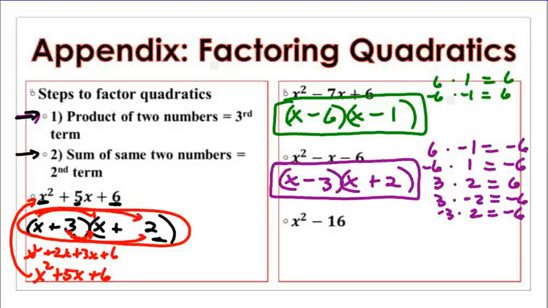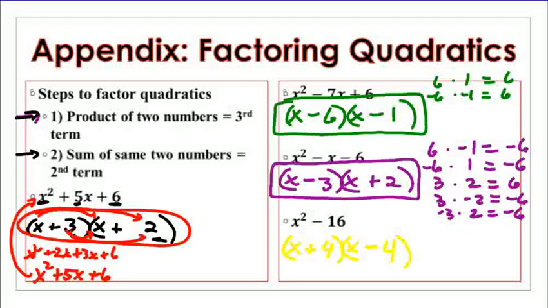And our last one, I have x in both of them. I don't have a middle term. Whenever you don't have a middle term, that means one's a positive and one's a negative here. And I just take what number I multiply by itself to give me 16. This is a perfect square, so this would be a positive 4 and a negative 4.